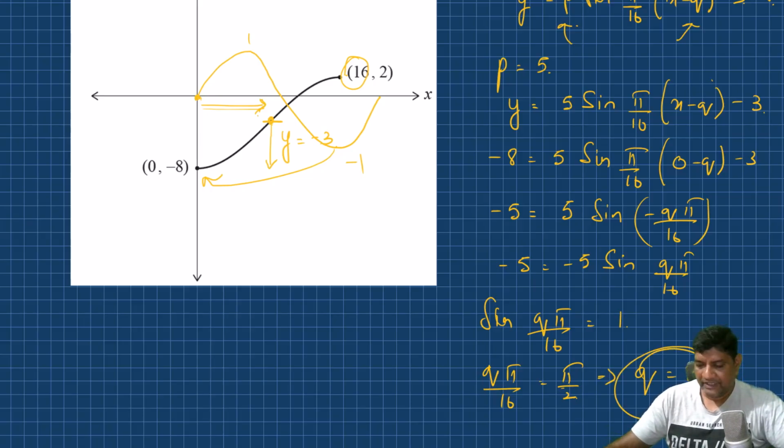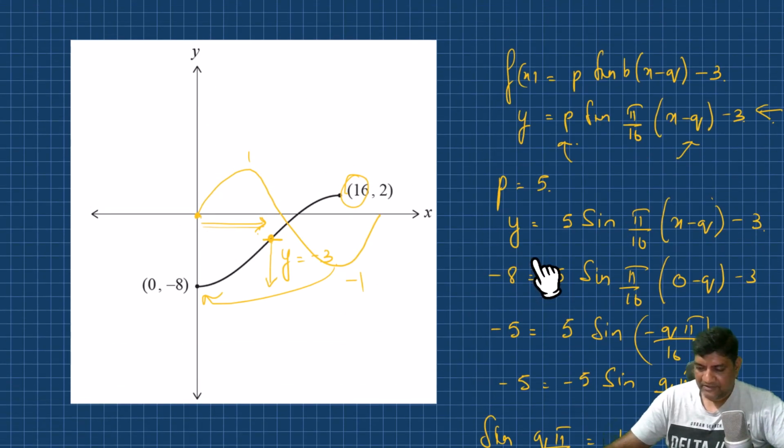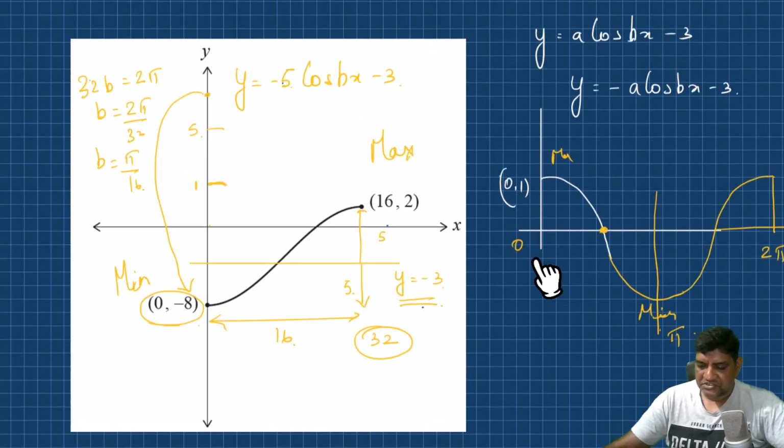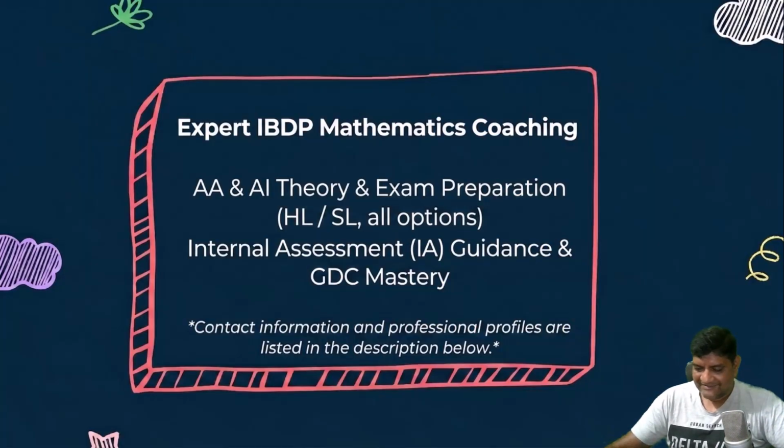Okay, so you can solve it in multiple ways. Probably substituting the values will be a bit faster, you can do that. But if you did know how the translation, amplitude, vertical stretch and horizontal stretch works, the question becomes a bit simpler in solving, right? That's it for this video.